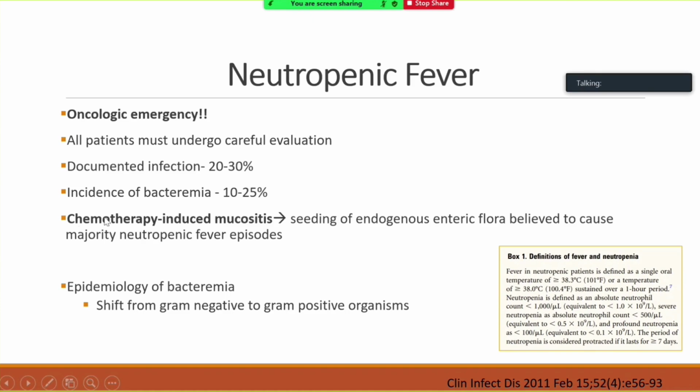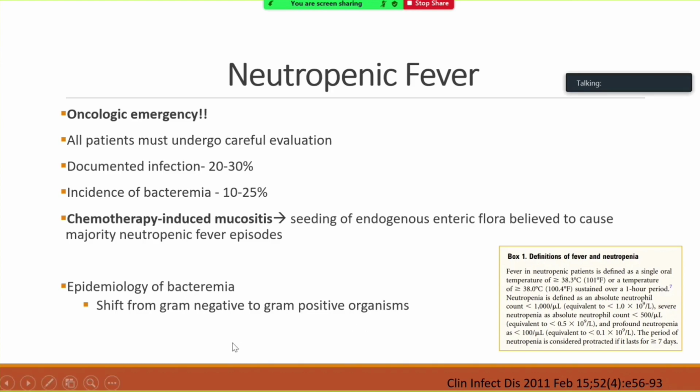There is also a very important concept of chemotherapy-induced mucositis that generates a lot of inflammation and release of inflammatory markers itself. I will show you a very useful article that I highly recommend you all read. Chemotherapy-induced mucositis is one of the major causes of bacteremia in our patients because there is a disturbance of the barrier, and it makes it very easy for endogenous flora organisms to sneak into the bloodstream.